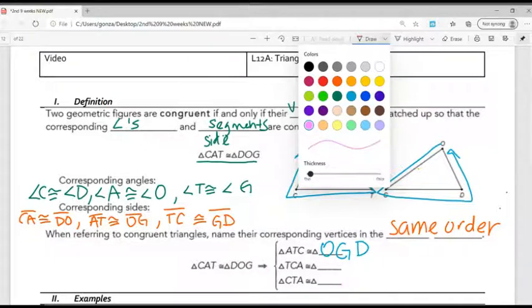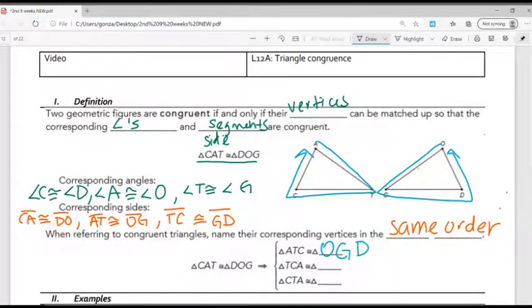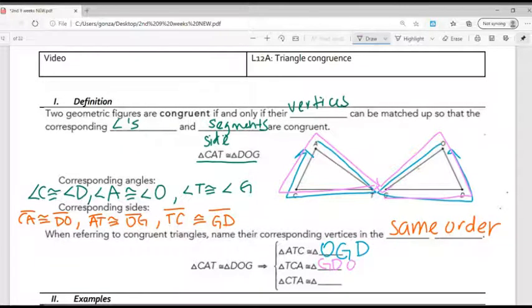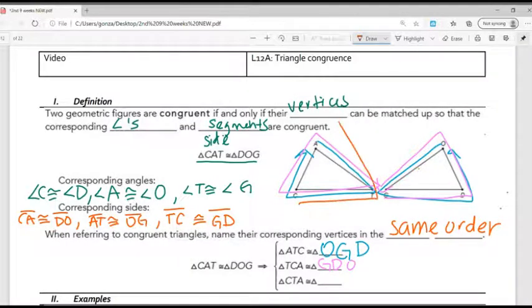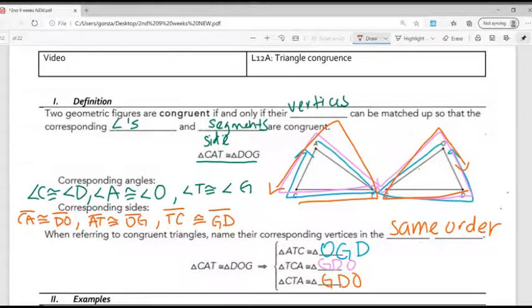Okay, I have triangle TCA, so I start at T, I go to C, and then I go to A. So that means that for the second triangle, I'm going to start at G, go to D, then go to O. So it's G, D, O. The last triangle is going to be C, T, A. So for the second triangle, I'm going to start at D, G, and then O. Okay.